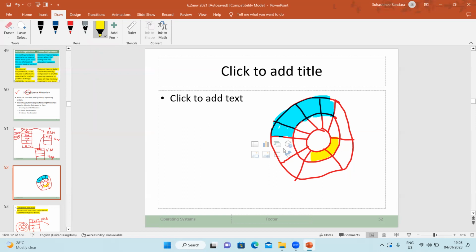So if I'm going to save the file as a group, that means if I'm going to save the blocks as a group, we call as contiguous file allocation.